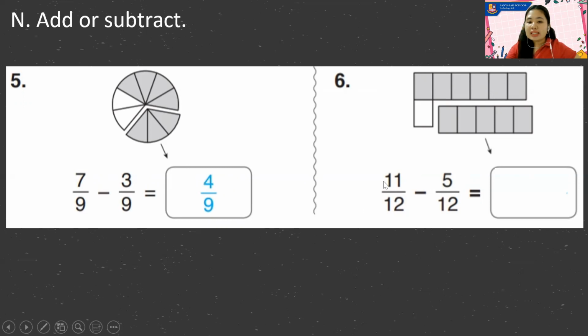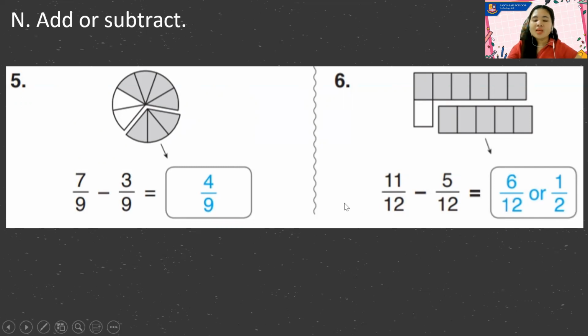Number 6, 11/12 minus 5/12. So what will be the answer? So you have 11, then you take away 5. So how many is the remaining? So 1, 2, 3, 4, 5, 6. So the remaining is 6/12 or 1/2, because you can divide 6 by 6. So that is 1. 12 divided by 6 is 2. So any answer will do, 6/12 or 1/2.